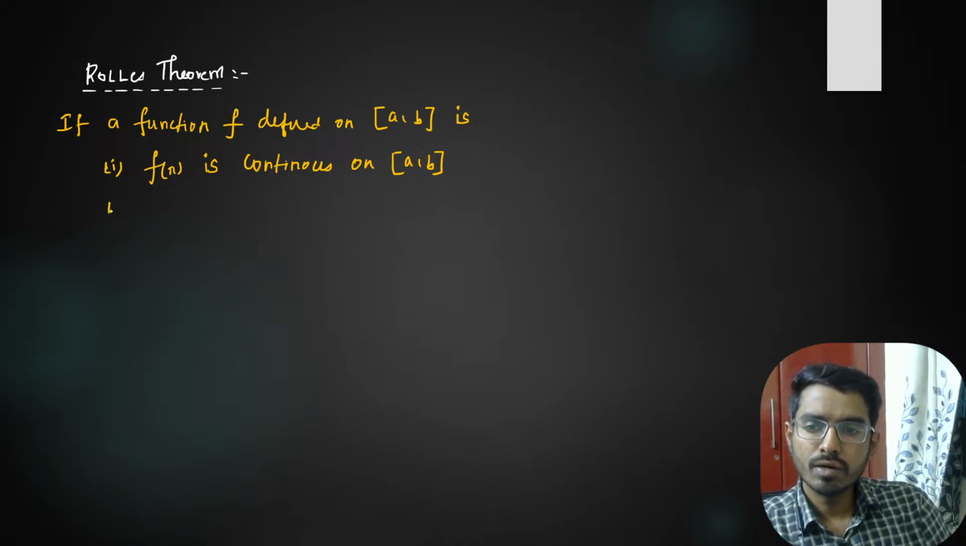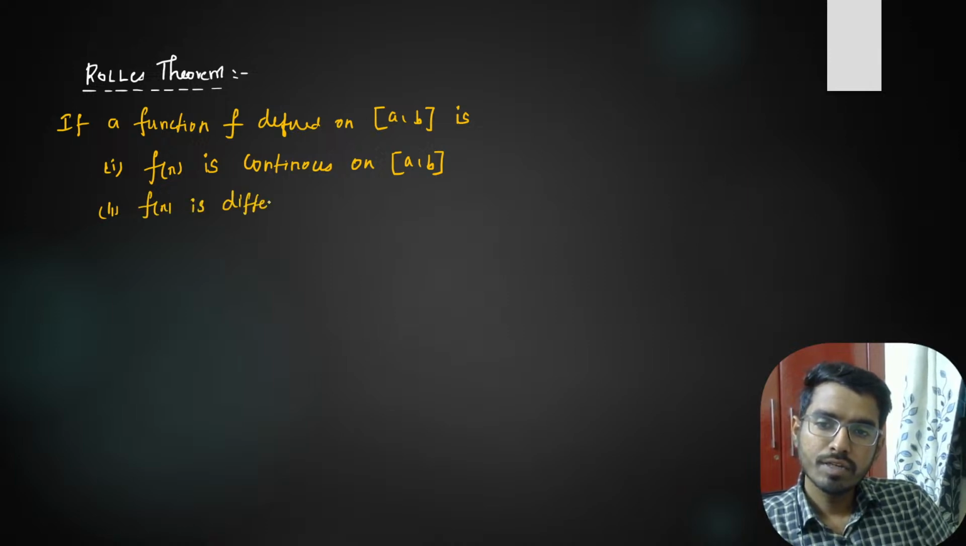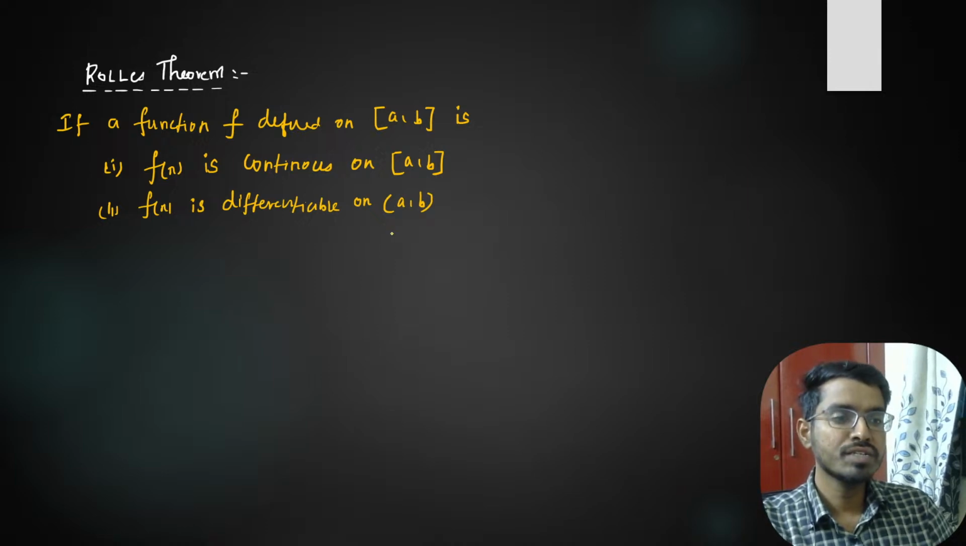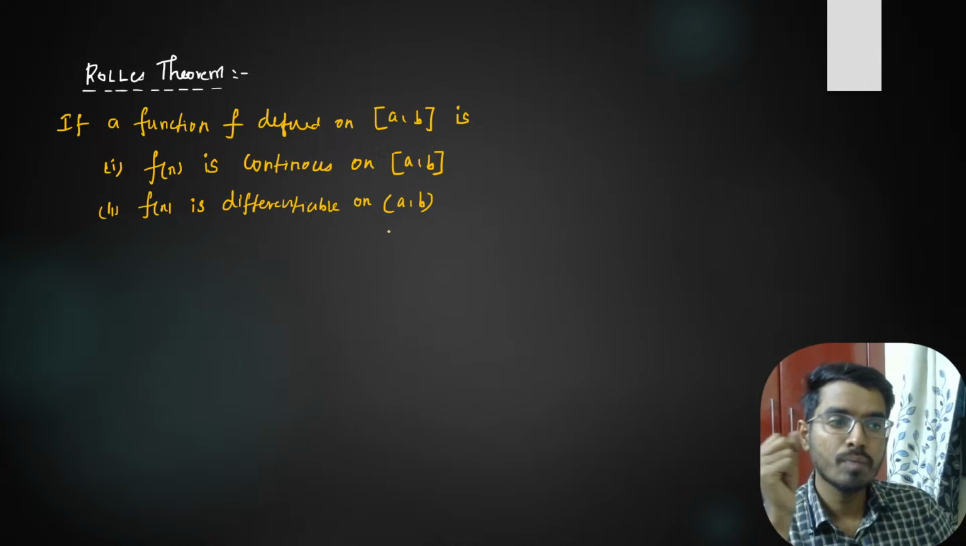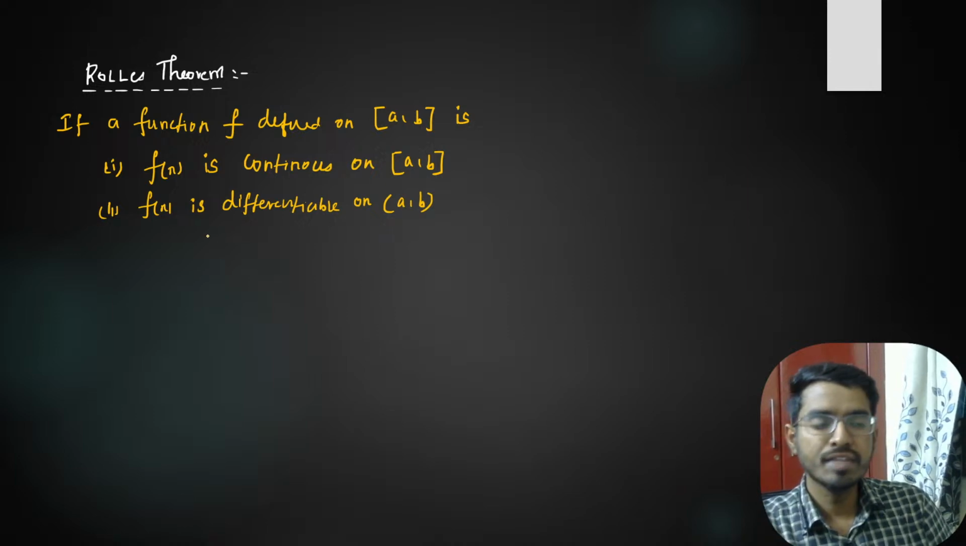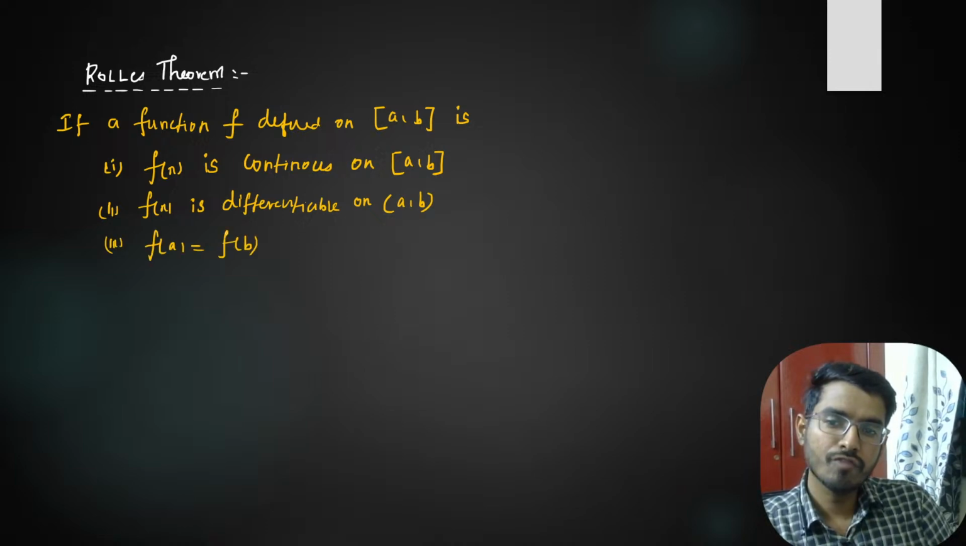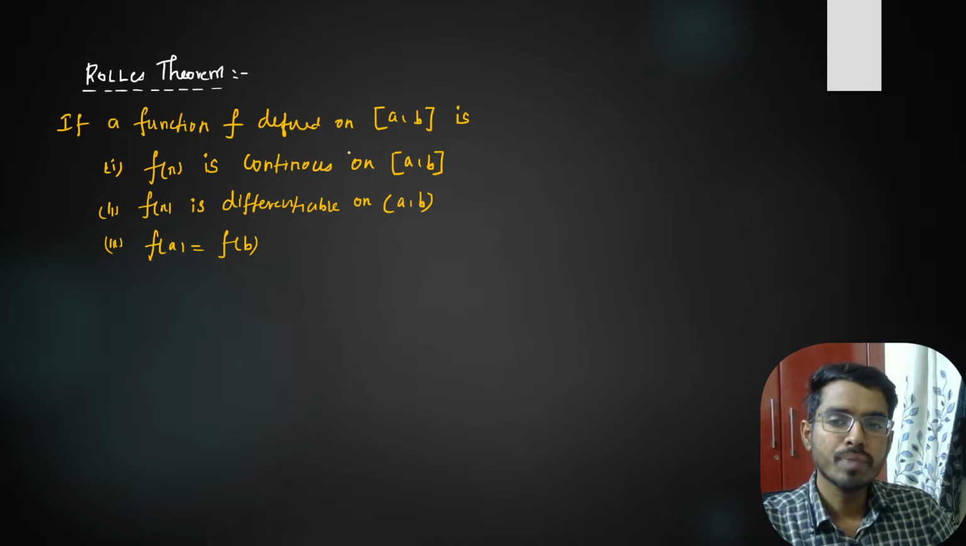F of x is continuous on closed interval a comma b, and f of x is differentiable on open interval a comma b. That means it doesn't have any sharp edges, and you know the definition of differentiability. It is differentiable at each of its points in this interval a comma b. And also we have f of a is equal to f of b, that is, the output values at a and b are equal. So f of x satisfies these three conditions on the closed interval a comma b.